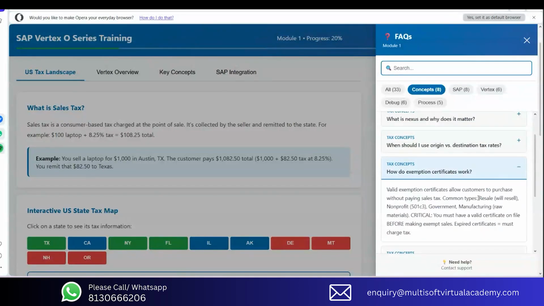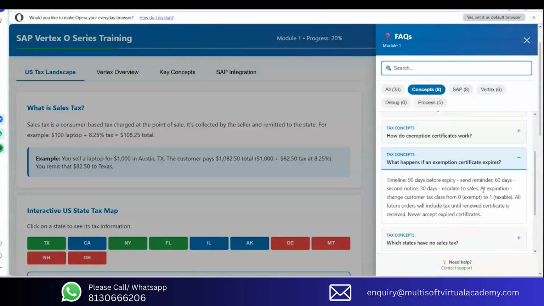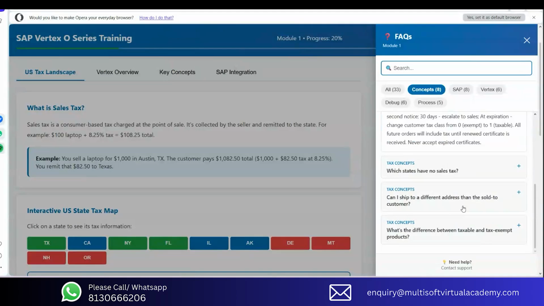For the customers, tax comes up. If the tax exemption certificate expires, what happens? Timeliness: 90 days before delivery, send a reminder at 60 days. This is just for reference purposes only. You can go through it afterwards.